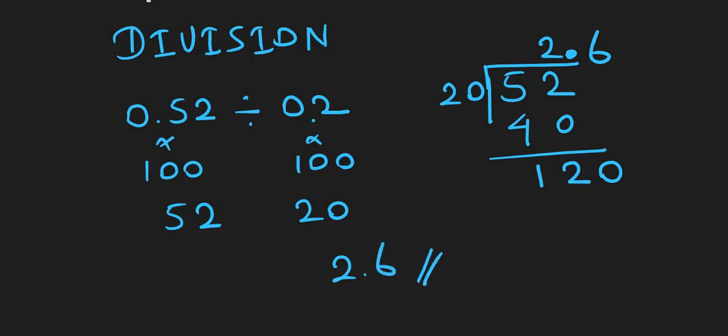Now this answer is exactly the same as the answer you would have obtained had you not multiplied both numbers by 100 and divided 0.52 by 0.2. But it's a strenuous process. Instead, you could use this easy method of multiplication and divide using the normal method to arrive at the answer. Let's look at another example.